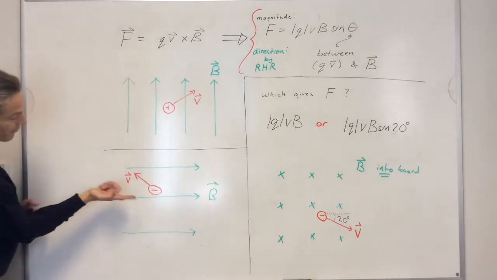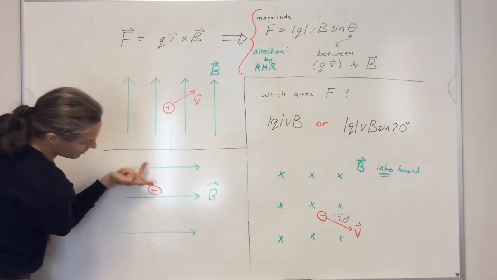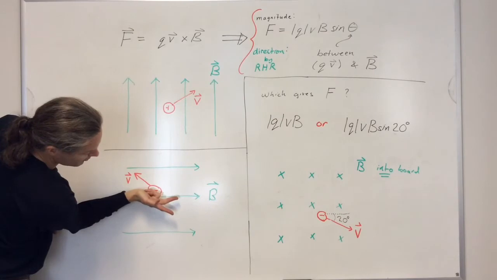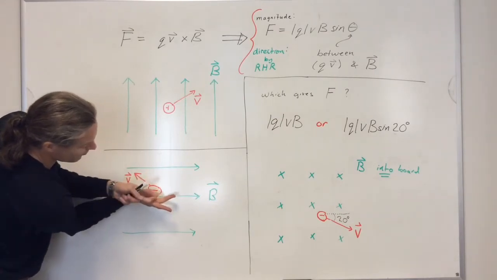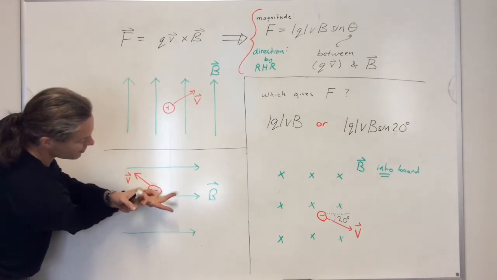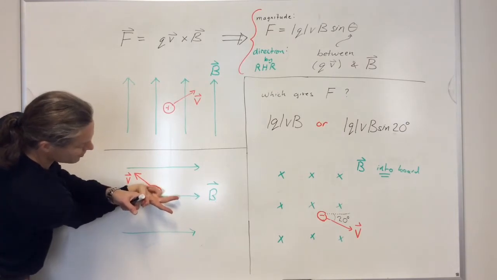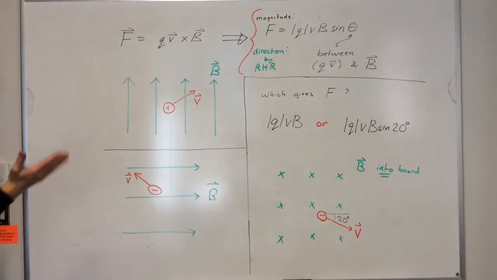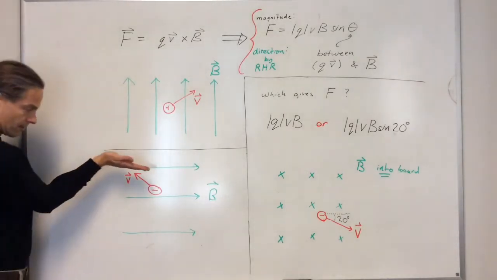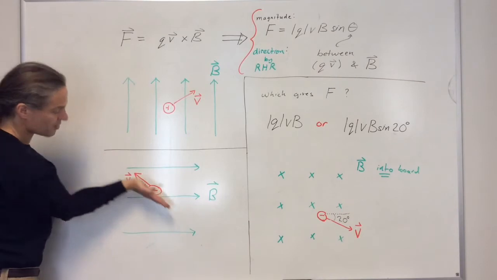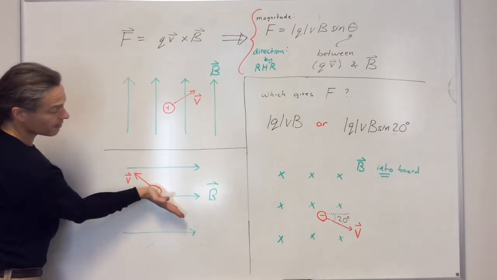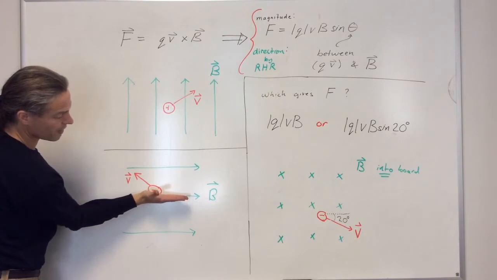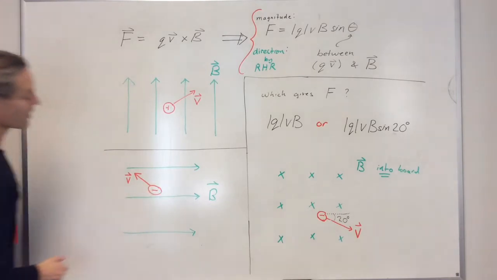So I'll stick my first finger of my right hand in the direction of Q times V. My second finger goes in the direction of the magnetic field. Now where does my thumb point? My thumb points out. So again, I've got a force that's out of the board. Or using the hand method, if you will, Q times V is this way, so I stick my fingers in that direction, curl them in the direction of the magnetic field, and my thumb points out. So again, force is out.